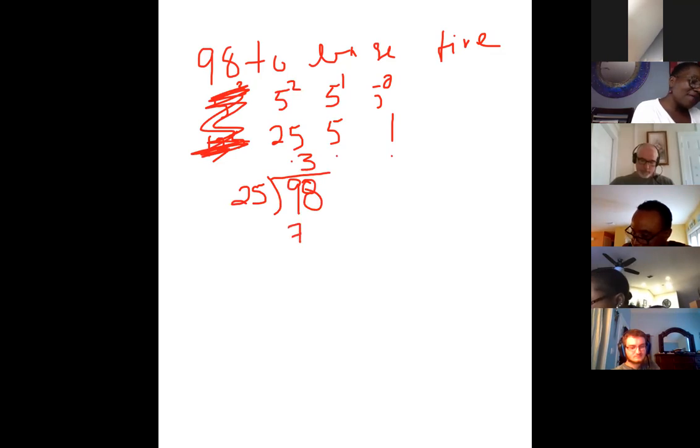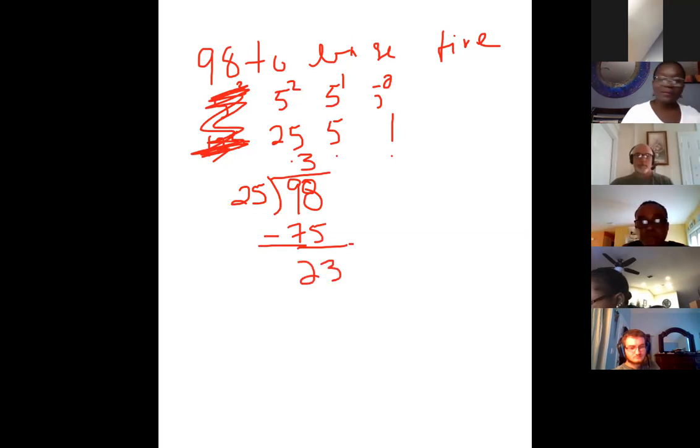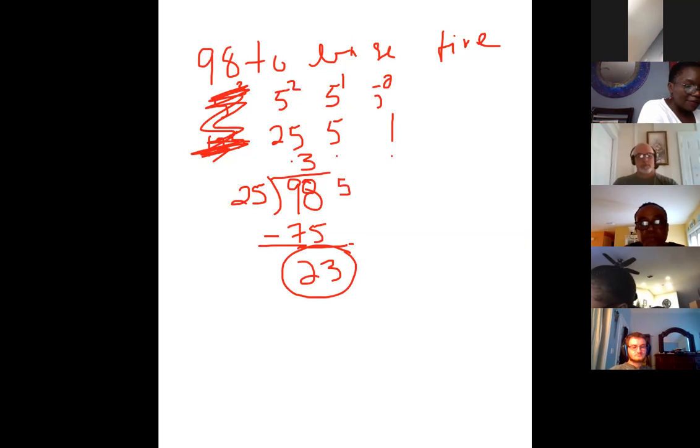3 times 25 is 75. We subtract. So 98 minus 75 leaves us with 23. The remainder of 23 is the key part of this answer. Now we take this remainder, go down to the next digit, 5, and divide it into the 23. Now 5 goes into 23 how many times? 4 times. 4 times 5 is 20. We subtract, and that leaves us with 3.